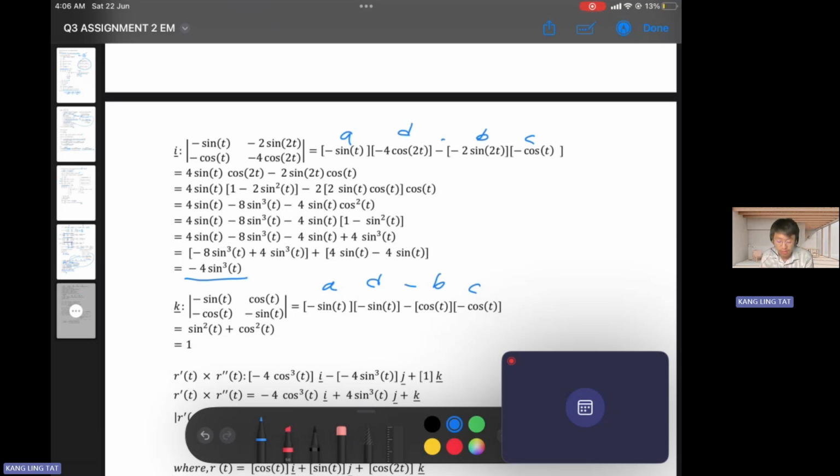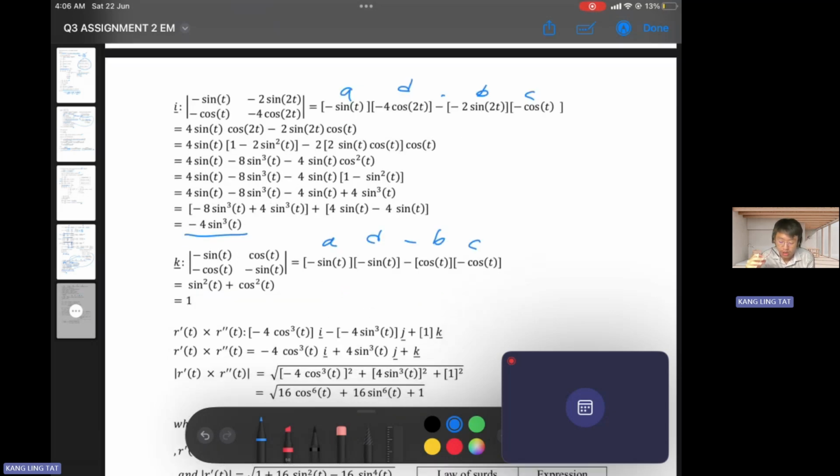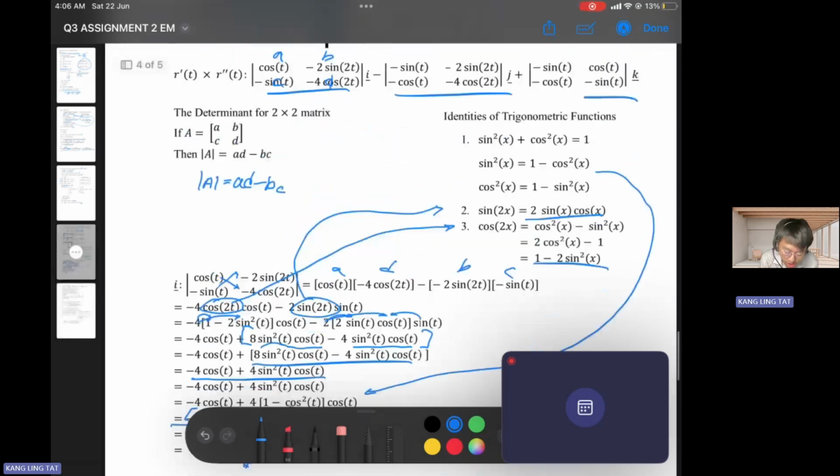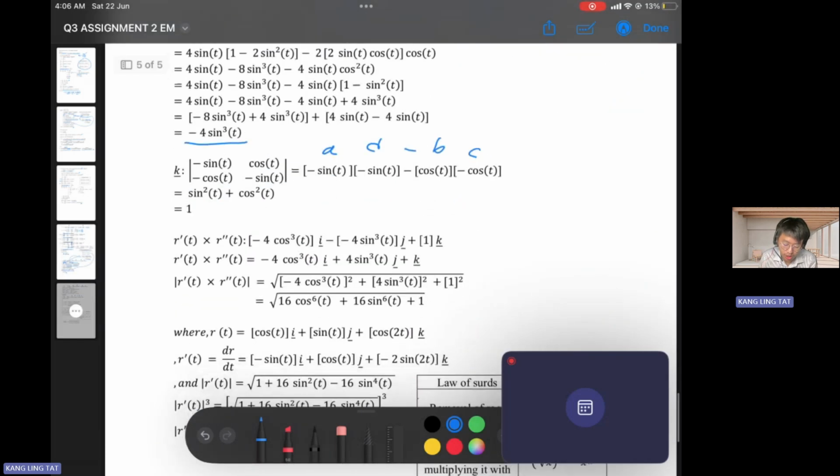It's going to be the same method that we use. Basically, we are going to be using the determinant of a 2 times 2 matrix and also the help of trigonometric identity functions. All right, so now let's look at the last one, which is in terms of k.